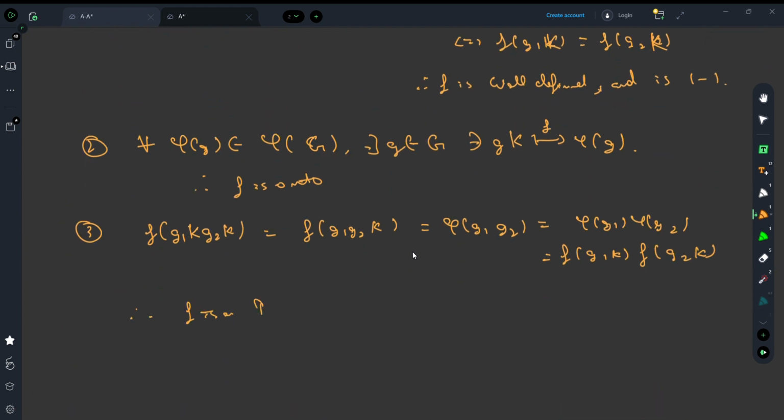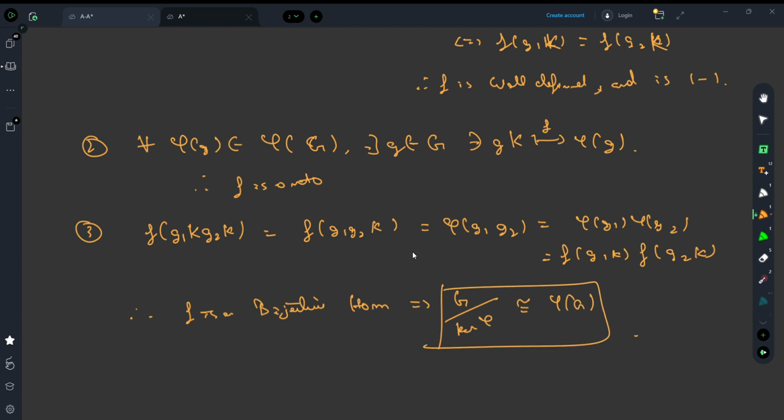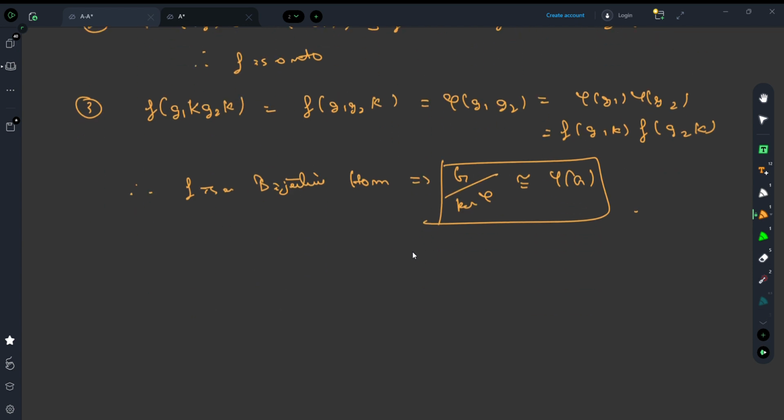Therefore, f is a bijective homomorphism, which implies it's an isomorphism. So G mod kernel of phi is isomorphic to phi of G, right? Okay. Now observe what more can we say from here. We can say that because f is a bijection, the order of G mod kernel of phi must be equal to the order of phi of G. But we can write this as the index of kernel of phi in G equals the order of phi of G.